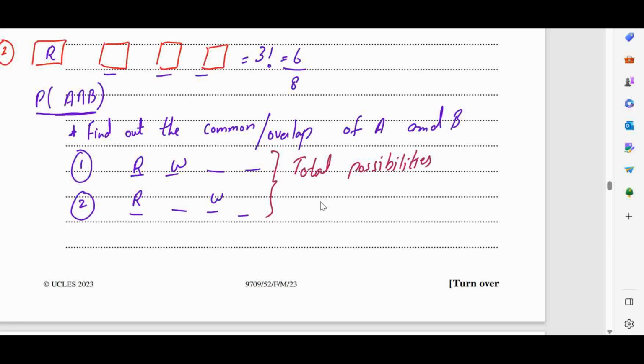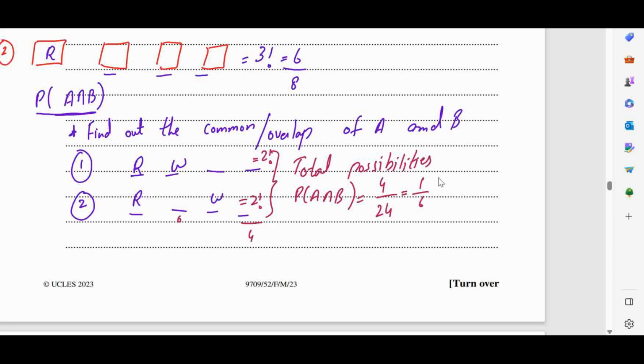So let's find out A intersection B. For the first case it will be 2 factorial, because it has two places, and for the second one again it has two spaces, so 2 factorial. So the final answer will be 4. Now probability of A intersection B will be equal to 4 divided by the total arrangement, so 4 by 24. If we further simplify it, this will be equal to 1 by 6.